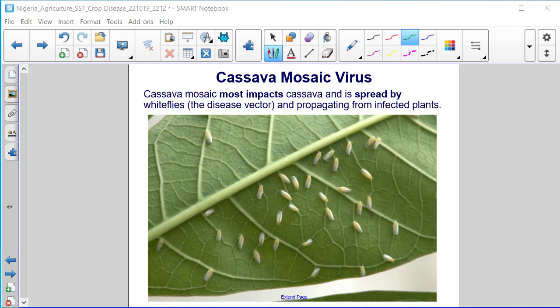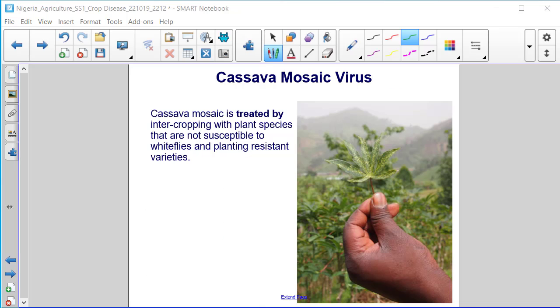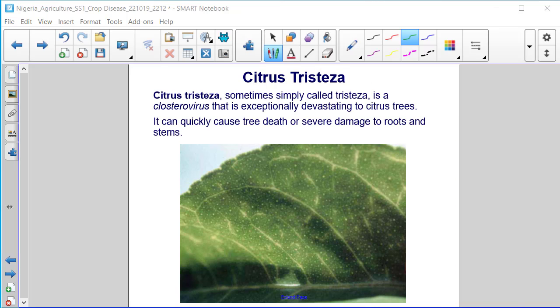Cassava mosaic most impacts cassava and is spread by whiteflies, the disease vector, and propagating from infected plants. Cassava mosaic is treated by intercropping with plant species that are not susceptible to whiteflies and planting resistant varieties.